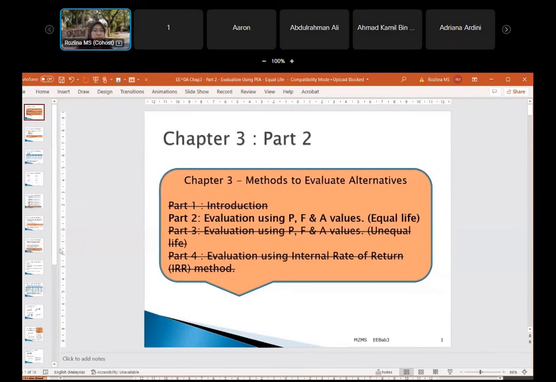Okay, part 2. Now you go to the calculation. We finish part 1, introduction. We go to part 2. Okay, let's see what we have. Part 1, 2, 3, 4 here. So now we are in part 2: evaluation using P, F, or A values in the equal life case study.